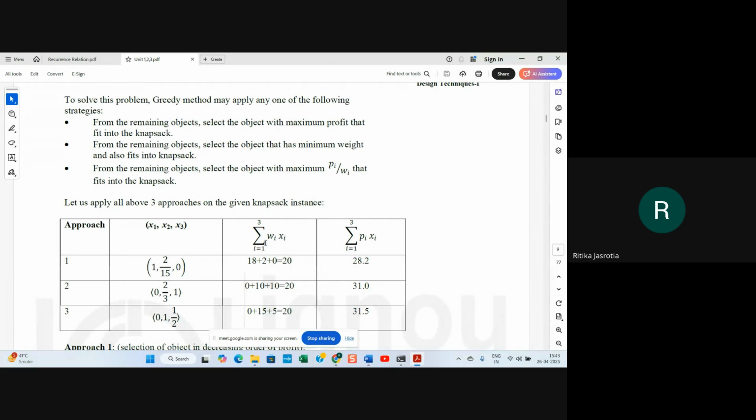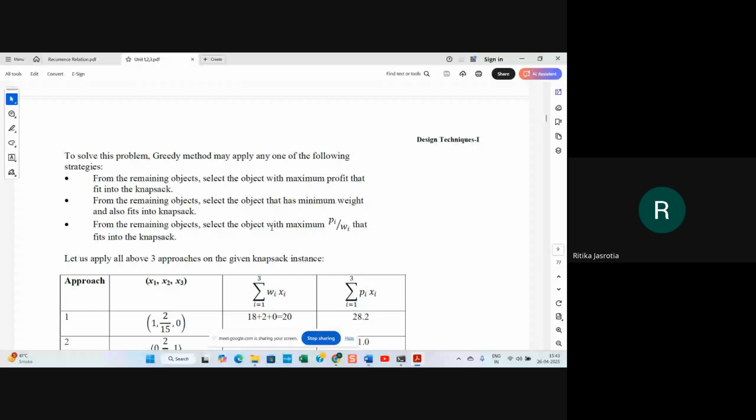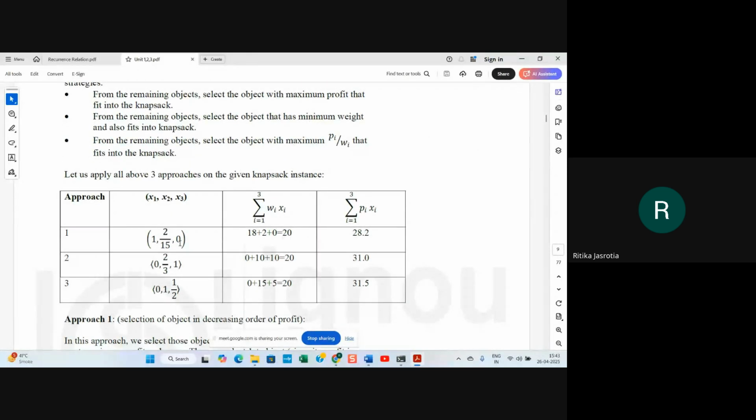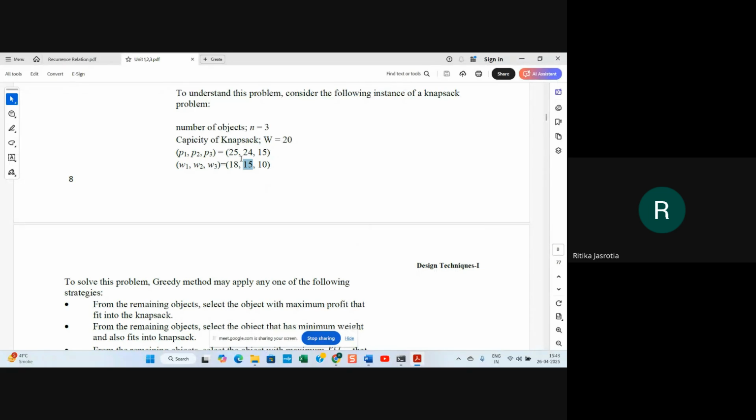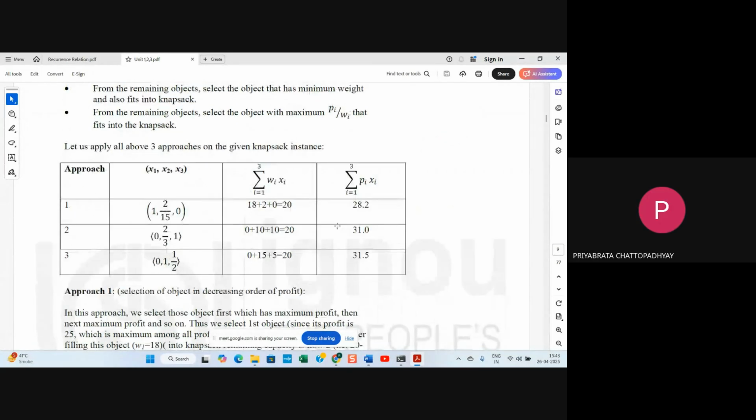What is xi here, and the profit is how much? 24. 24 into 2 by 15, how much will that be? 3.6. So if you add 25 plus 3.6, how much will that be? 28.6, right?